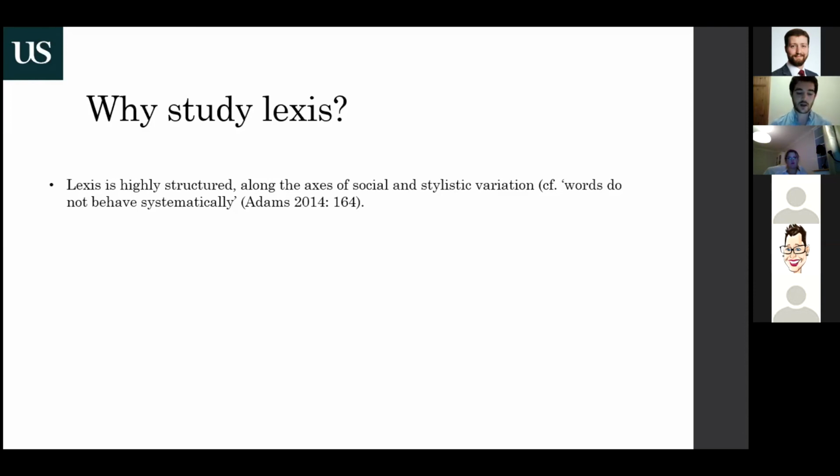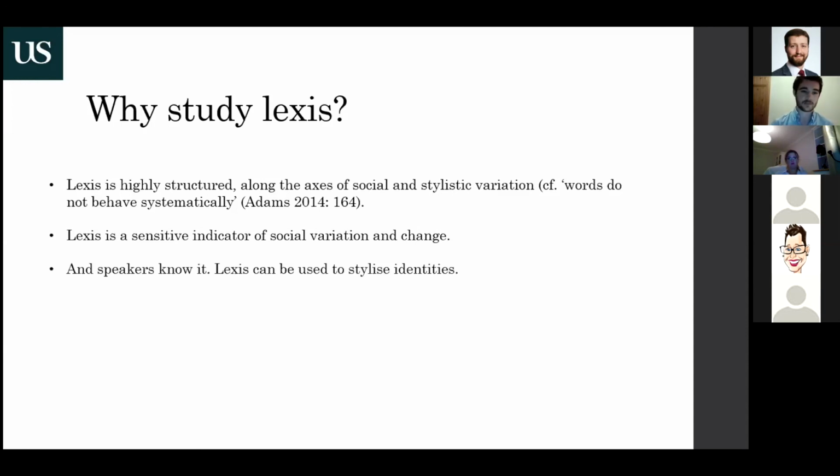And this, along with Justyna's research and many other pieces of research which are becoming more and more common in recent years, supports the idea that word usage is systematic, which counters the received wisdom, which is that words do not behave systematically. And lexis is a sensitive indicator of social variation and change. The key thing here is that speakers know this. Speakers are aware that lexis is a sensitive indicator of social variation and change. As a result, lexis can be used to stylize identities.